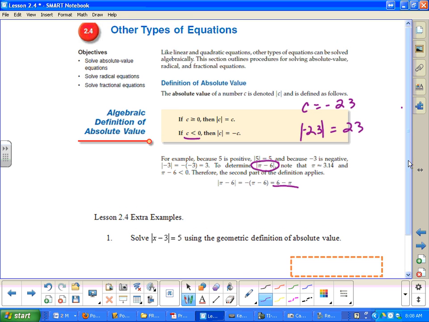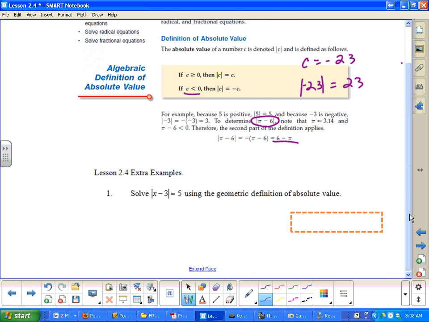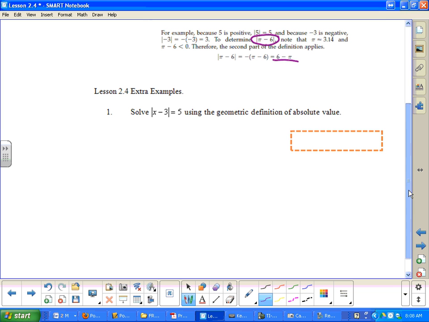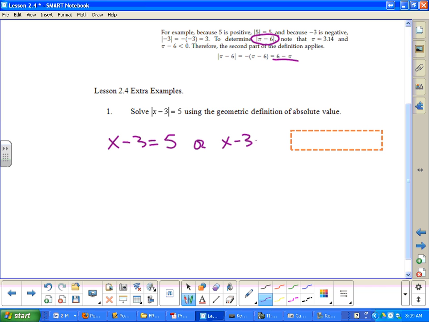So when we're solving absolute value equations, you have to remember that I could get a positive answer and I could get a negative answer. So for the absolute value of x minus 3 equals 5, x minus 3 could equal 5, or x minus 3 could equal negative 5. So we have two equations we have to solve. So x would equal 8 or negative 2.